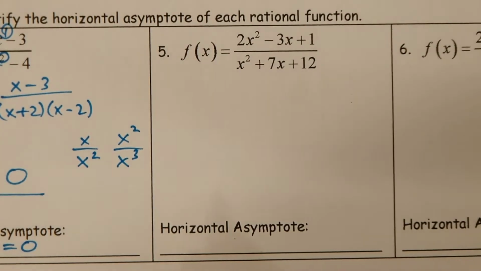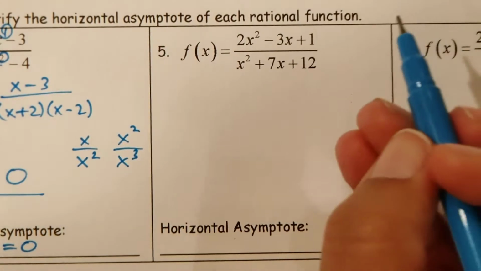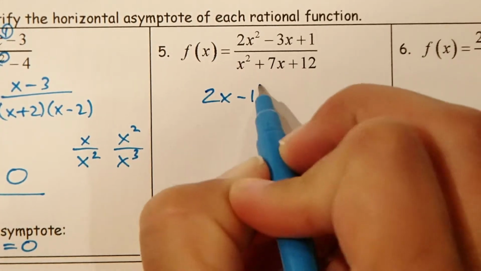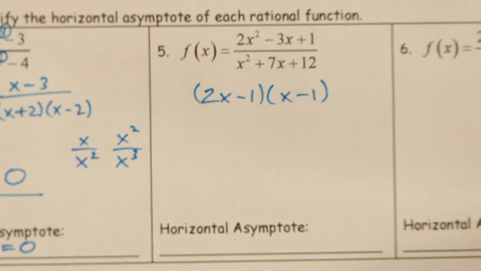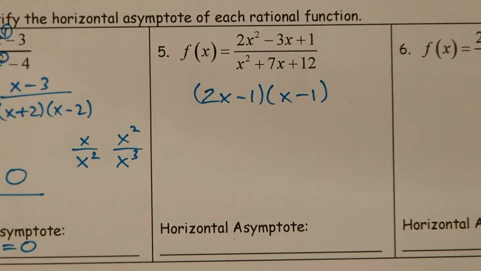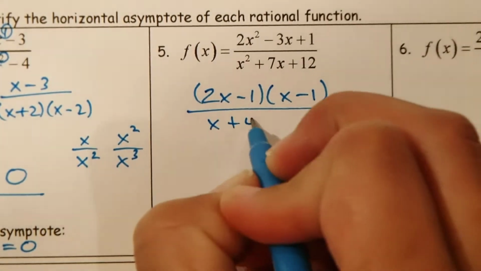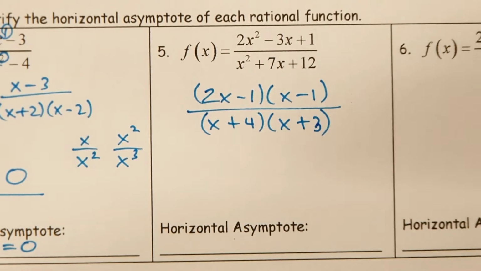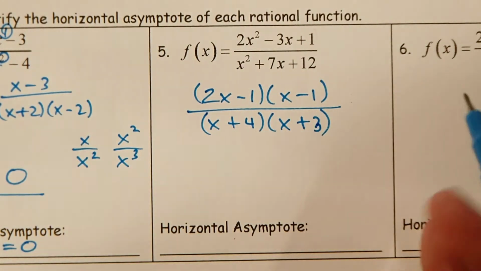Okay, moving on to our next example here, just looking at horizontal asymptotes right now. We need to factor this numerator and factor the denominator. So the numerator is going to factor into 2x minus 1 and x minus 1. For a factoring review, see one of our videos about factoring. We'll go into more depth there. Over x plus 4, x plus 3.